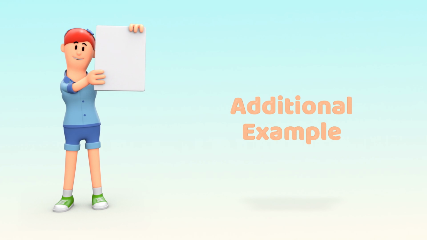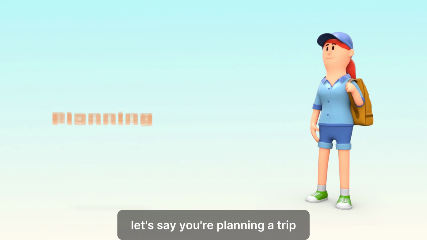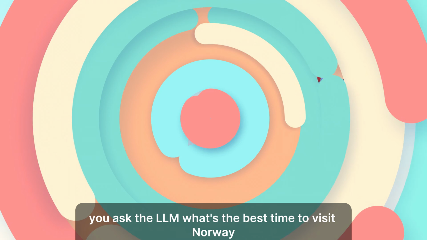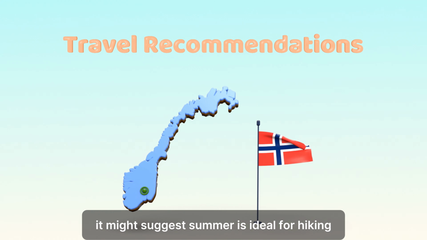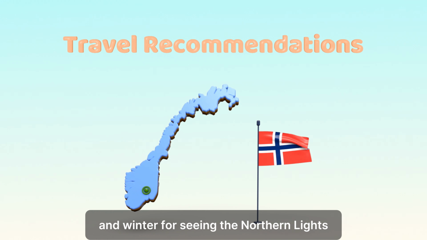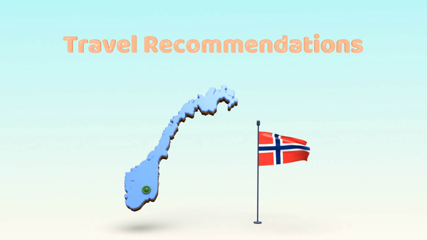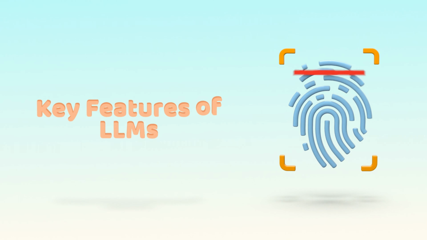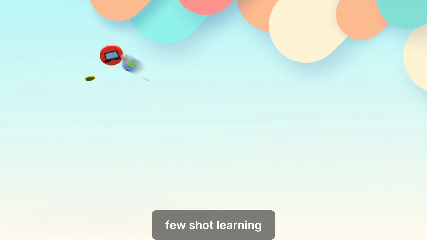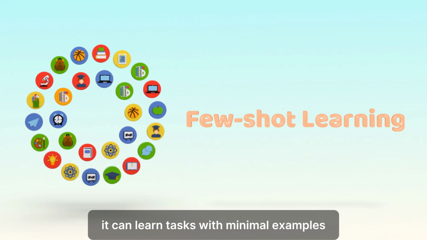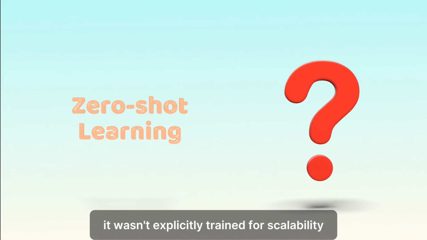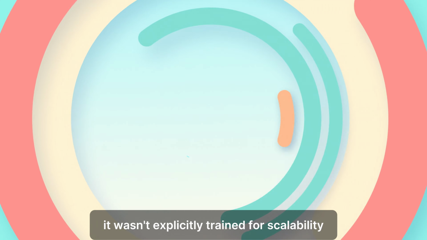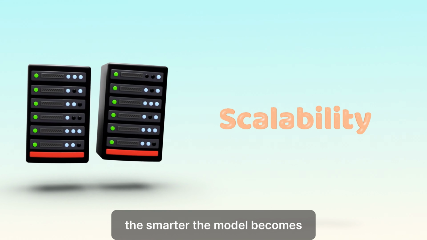Additional example. Let's say you're planning a trip. You ask the LLM, what's the best time to visit Norway? It might suggest, summer is ideal for hiking and winter for seeing the northern lights. Key features. Few-shot learning: it can learn tasks with minimal examples. Zero-shot learning: it can answer questions it wasn't explicitly trained for. Scalability: the more data and parameters, the smarter the model becomes.